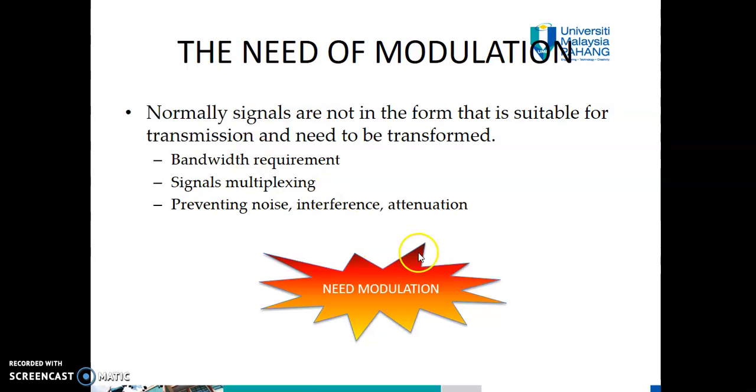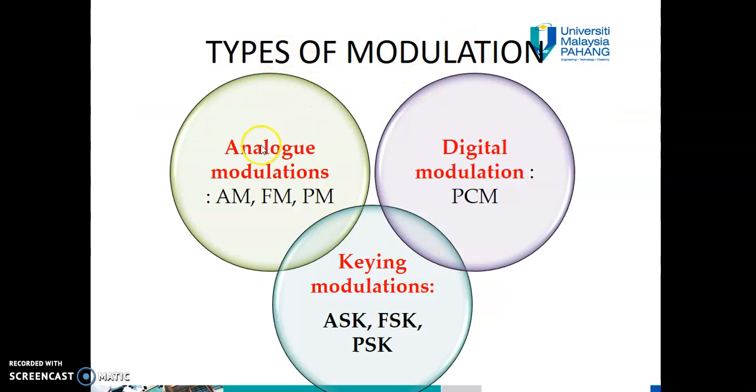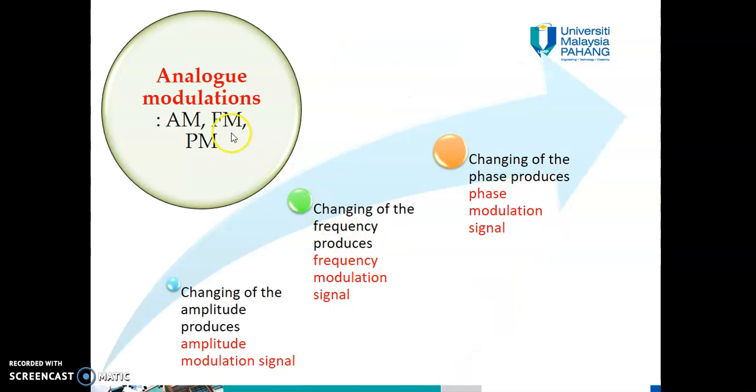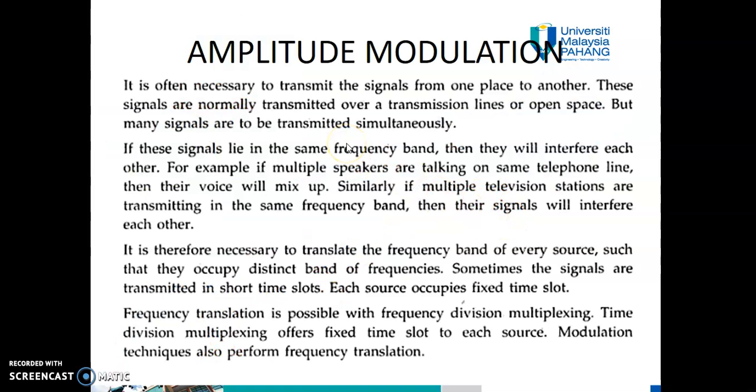So now, time for modulation types. We have analog modulation, which means AM, FM, and PM. For digital modulation, we deal with PCM, pulse code modulation, and keying modulation under ASK, FSK, and PSK. Analog modulation definition: changing the amplitude produces an amplitude modulation signal, changing the frequency produces a frequency modulation signal, changing the phase produces a phase modulation signal.